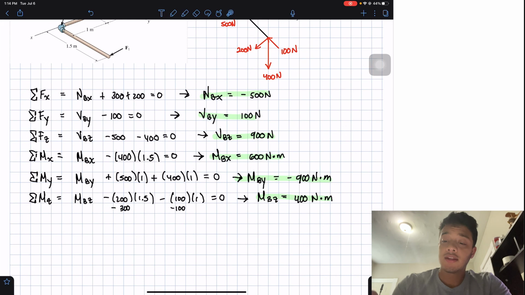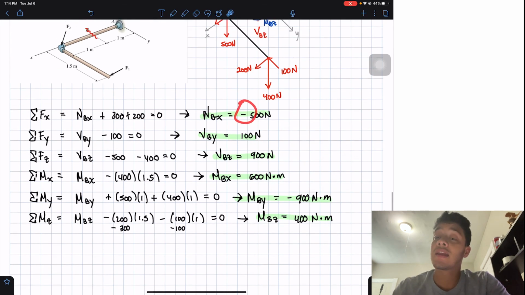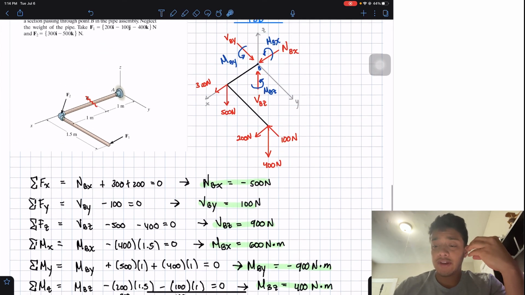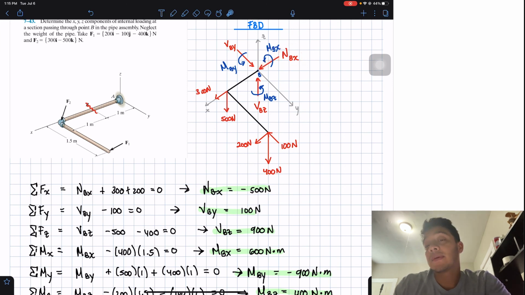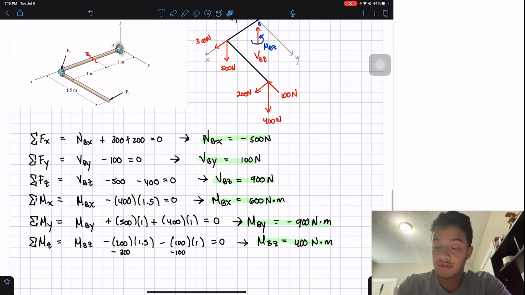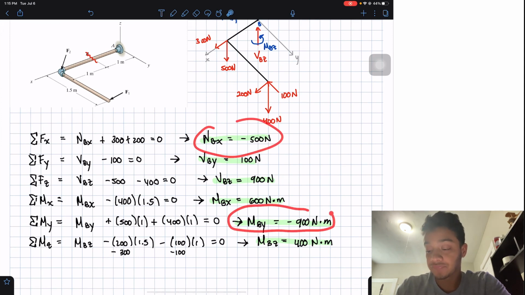Just to state, these negative values mean that when I drew this free body diagram, I assumed the direction of all these 6 components. And when I drew this normal force in that direction, the negative is just telling me that it's going to the opposite side. So in reality, it should be going like that. That's all it means for this negative and for that negative.